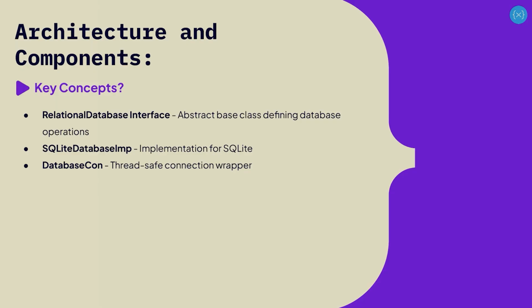The architecture of the SQL database is a relational interface. So it's an abstract class that defines the database operations. It provides a consistent API across different database backends. The SQL database implementation is a concrete implementation for SQLite. It inherits the SQL database class, and it manages actual database operations and connections. The database con class is a thread-safe connection wrapper. It handles SQLite pragma settings and manages the connection lifecycle with configurations.